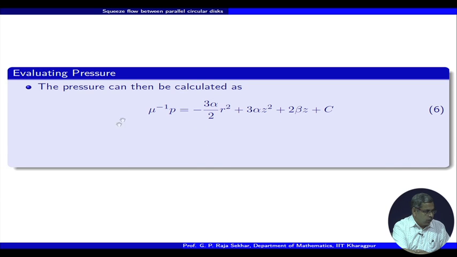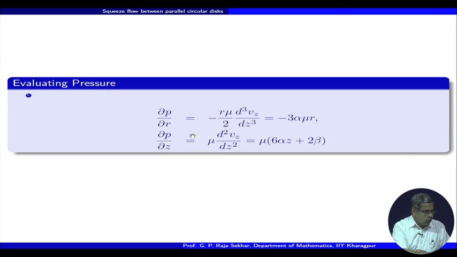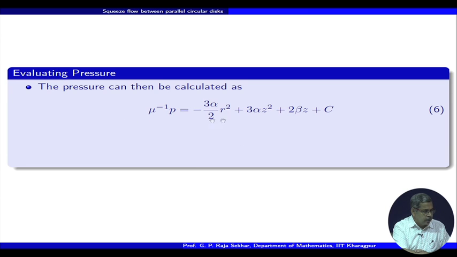Then we need to integrate. Here mu has been brought in. We integrate this with respect to r, and then you get a function of z, which you can use to evaluate that. Once you do that exercise, you will get this. This is again very straightforward. So we get the corresponding expression for pressure, and this constant has to be evaluated.